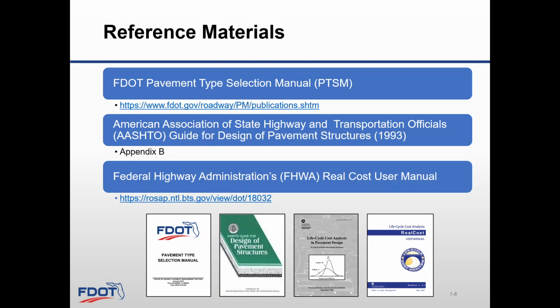Also shown here is the American Association of State Highway and Transportation Officials, AASHTO, Guide for the Design of Pavement Structures. This is the 1993 manual. Appendix B covers the pavement type selection. So Chapter 3 of the Florida Pavement Type Selection Manual follows the guidance provided in the 1993 AASHTO manual.